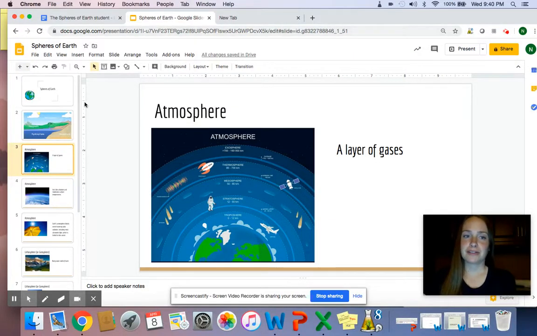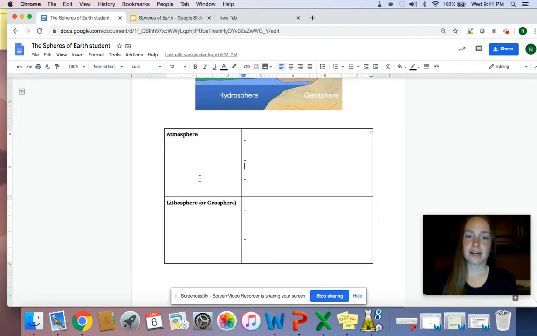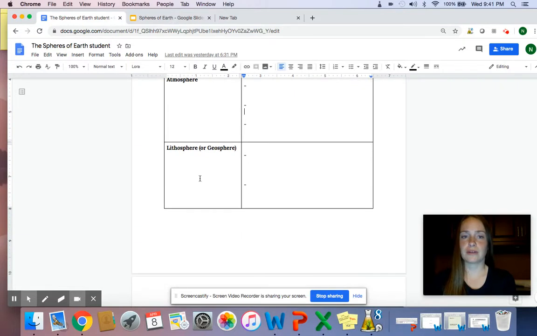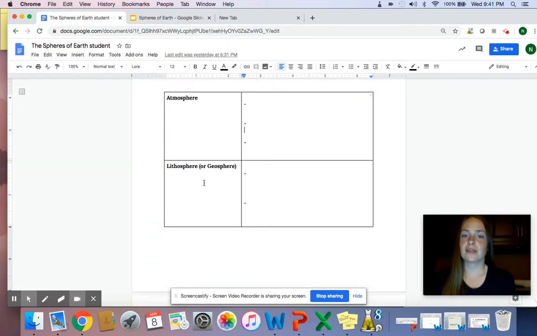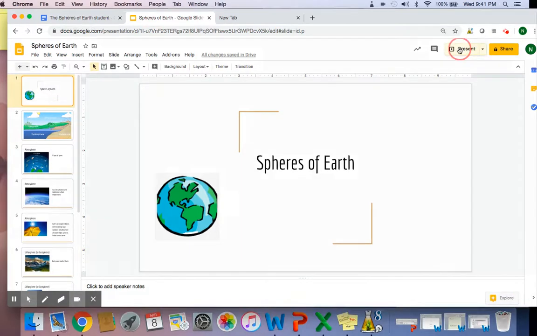Today we're going to have a brief introduction to ecology. So we're going to talk about the spheres of Earth. Here you have a handout that you should be filling in as we go through the Google Slides, and you only have to write down anything that you see on the slides. Anything that I say or explain further, you don't have to write unless it helps you understand. It's completely up to you. So let's get started.